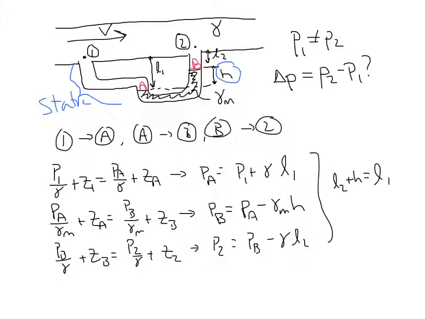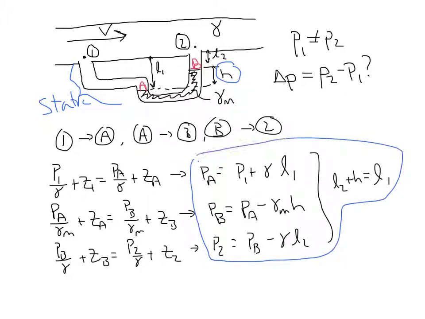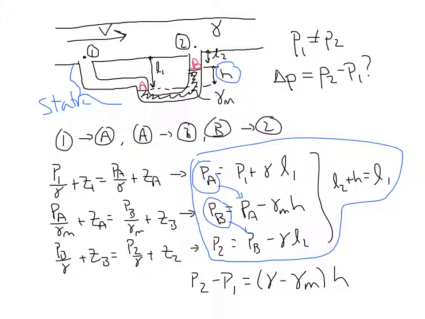Now, the one other thing I need to note here is that L2 plus H is equal to L1. And if you make that substitution and basically take these four equations and substitute for PA into here and then PB into here, the L's actually cancel out. And what we're left with is that P2 minus P1 is equal to simply the difference in the specific weights, gamma minus gamma M, times H.